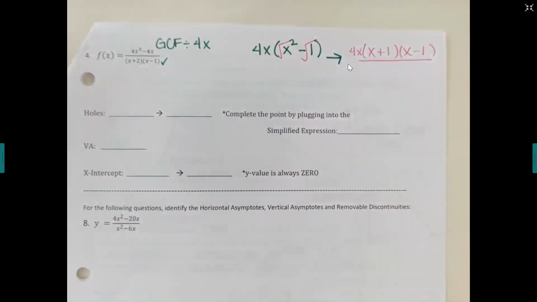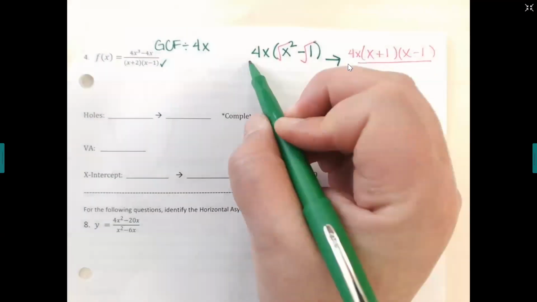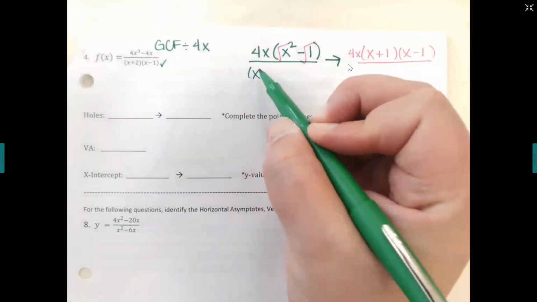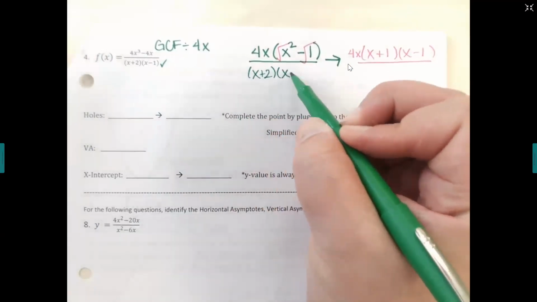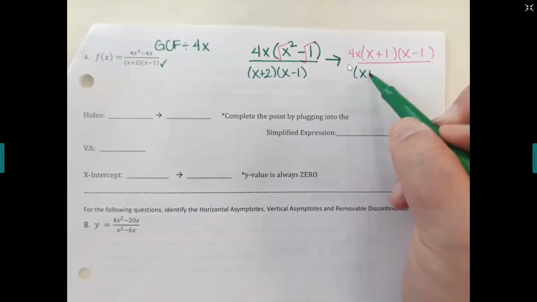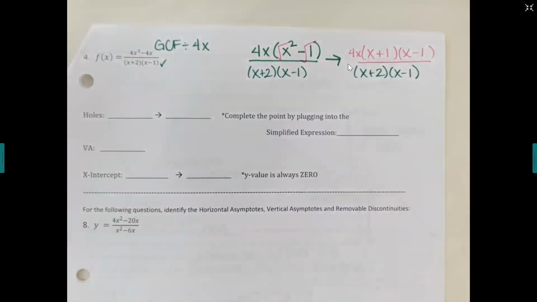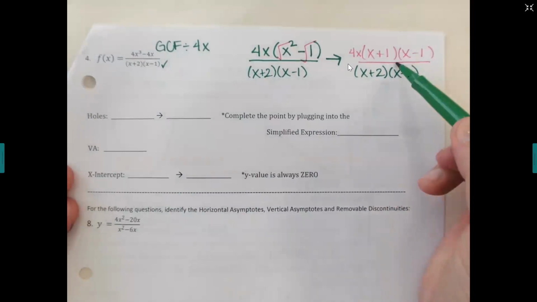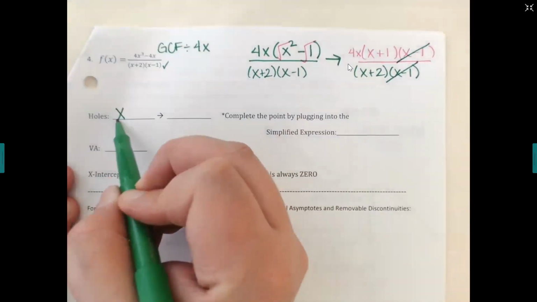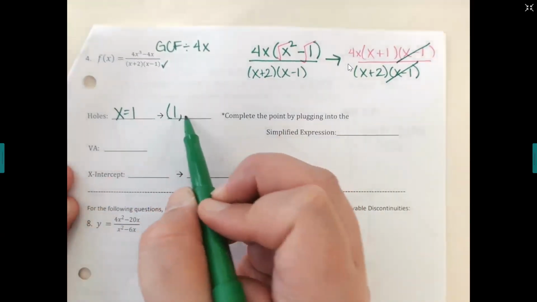Okay, then the bottom of that has already been done, so I'm just gonna copy it across. So I had an x plus 2 and an x minus 1. Okay, from there, we're looking for something to cross out. What's gonna cross out? Minus 1s, which means where will the hole be? Positive 1, 1 comma something.